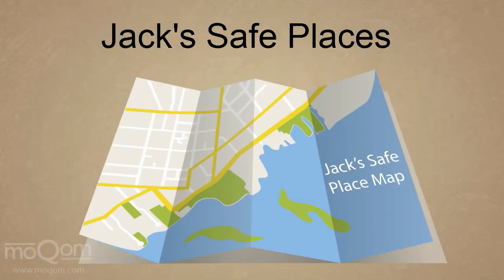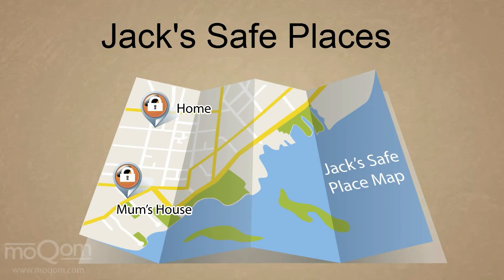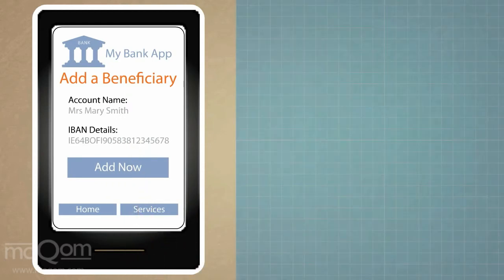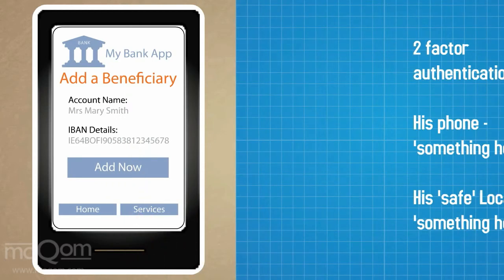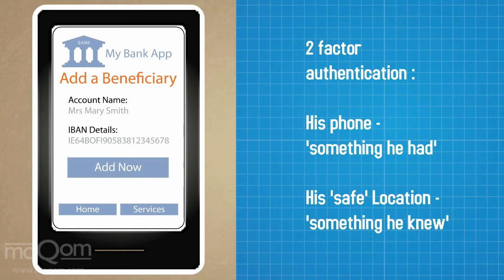As a new security measure, Jack registered with his bank a number of locations, only known to him, as safe places. Contacting his bank by his mobile or through his bank app from these locations satisfies the "something you know" authentication factor. Jack's bank achieved two-factor authentication because he added the beneficiary from his phone, something he had, and from a location only he knew, something he knew.